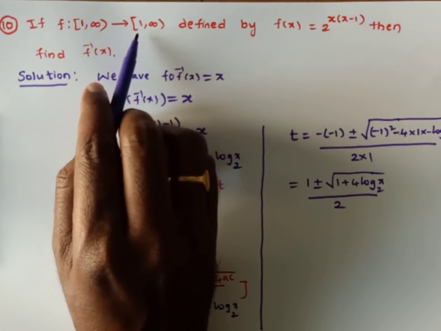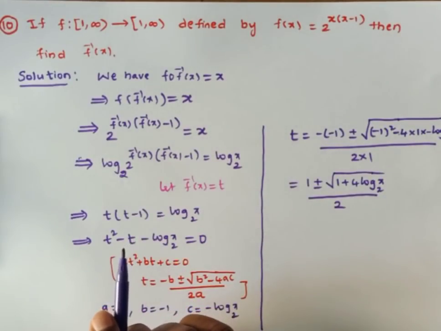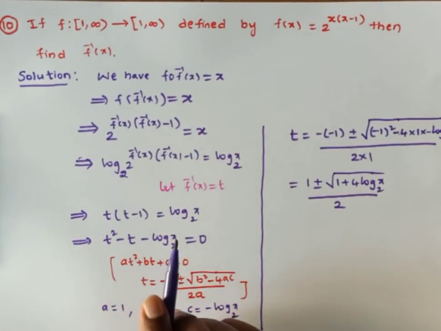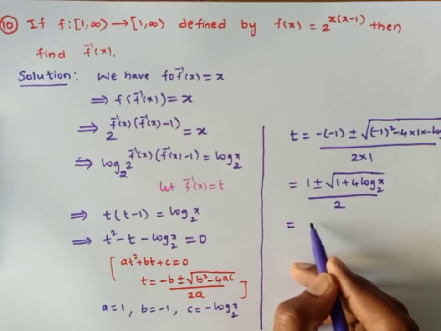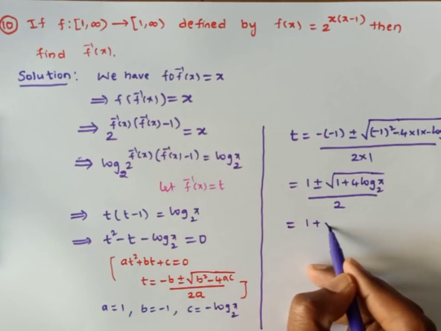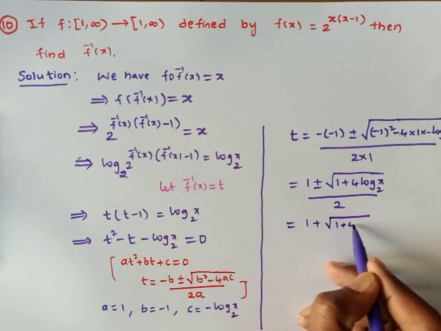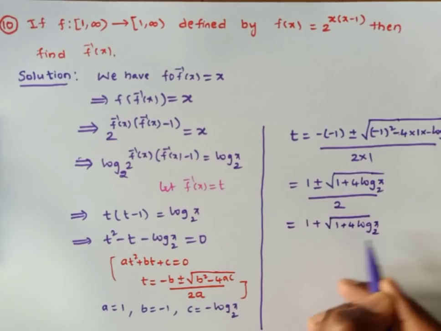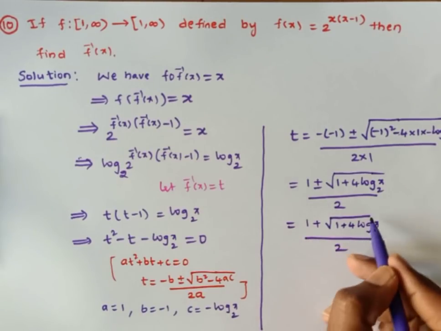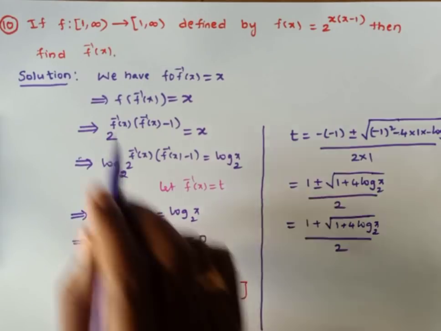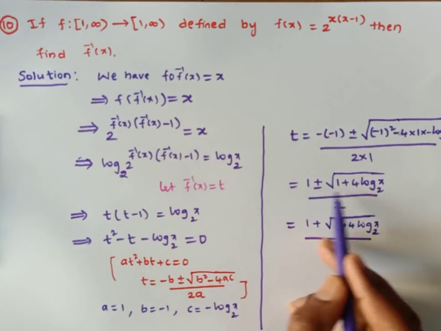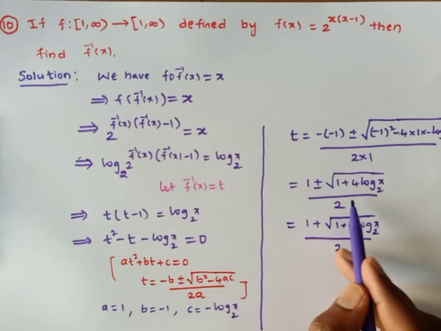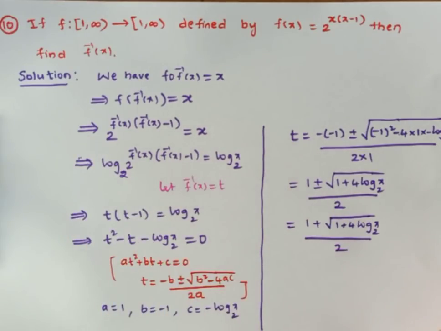The output is always 1 to infinity, so both input and output are positive things only. Therefore we need to get only the positive value. So here only the positive thing is possible: 1 plus root of 1 plus 4 log x base 2, divided by 2. Since the input is 1 to infinity and output is also 1 to infinity, if we take a minus, then this value is negative. So this negative value does not belong to either the domain or the codomain.